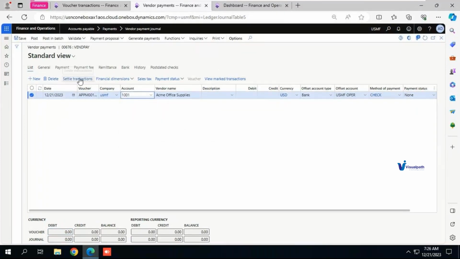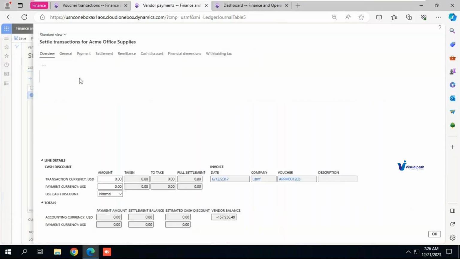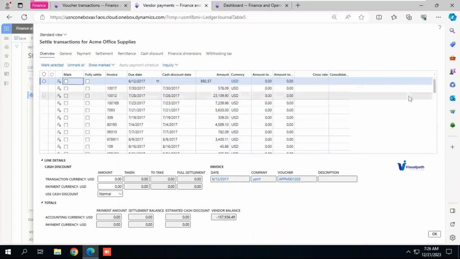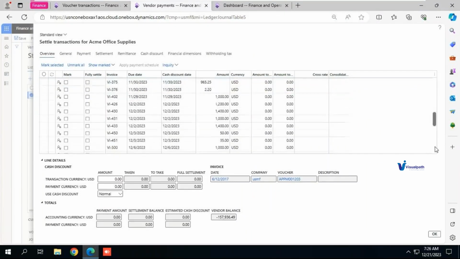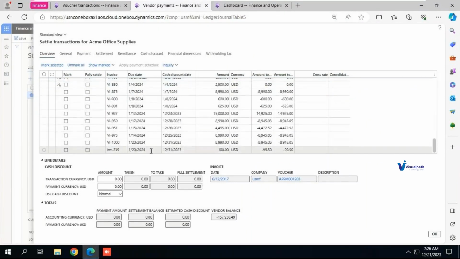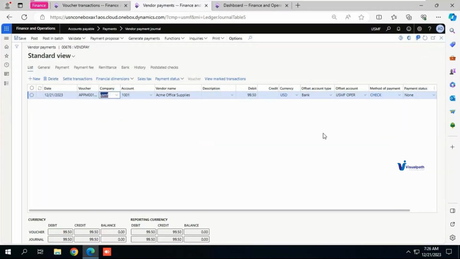Now click on settle transactions. Just now we have generated one invoice. If you want, you can go here. You can see the invoice. Just now we have generated it. It is INV 239. Click OK. It is coming. So some discount is coming. That is the reason instead of 100, it is coming 90. Actually, there is a discount.